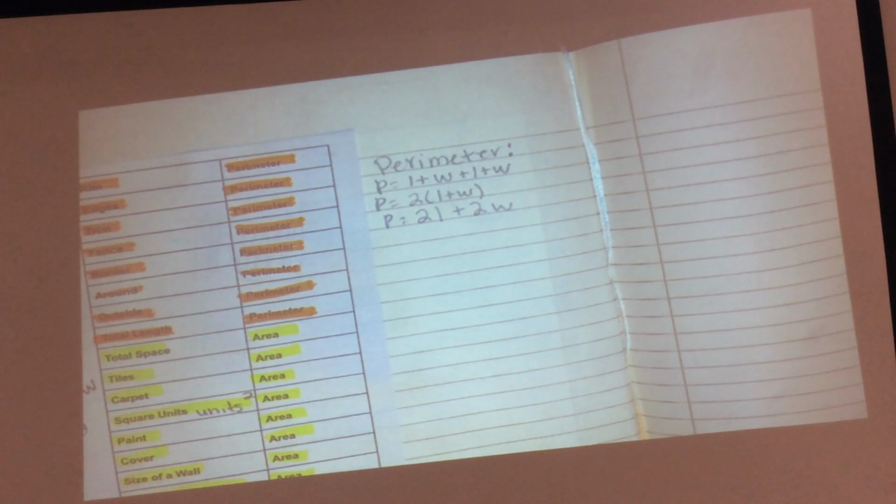A polygon is a shape that has at least 3 sides, but it can have more than 3 sides. Poly means many, right? It's a many-sided figure. So what if I had a shape that had 25 sides? Am I only going to add up 3 sides or 4 sides? 25 sides. I'm going to add up 25 sides. What if I have a shape that has 7 sides? I'm going to add 7 sides.